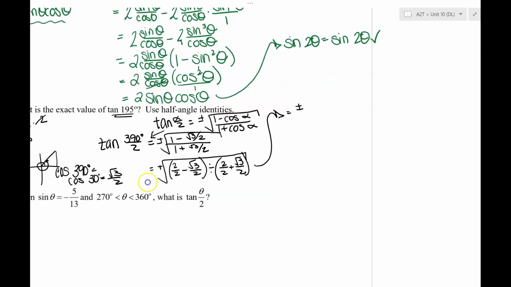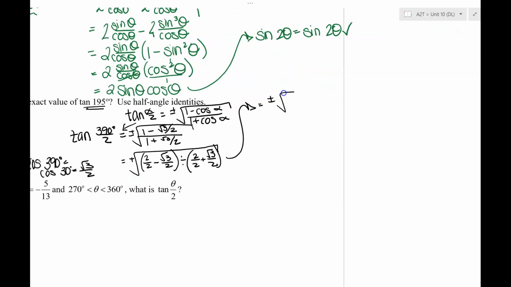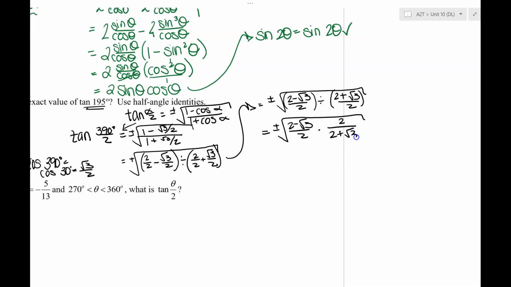All right, follow my arrow, please. We have plus and minus the square root of, well, 2 minus rad 3 all over 2 being divided by 2 plus rad 3 all over 2. Just combine the fractions. And then we can plus and minus square root apply 2 minus rad 3 over 2 times the reciprocal, 2 over 2 plus rad 3.